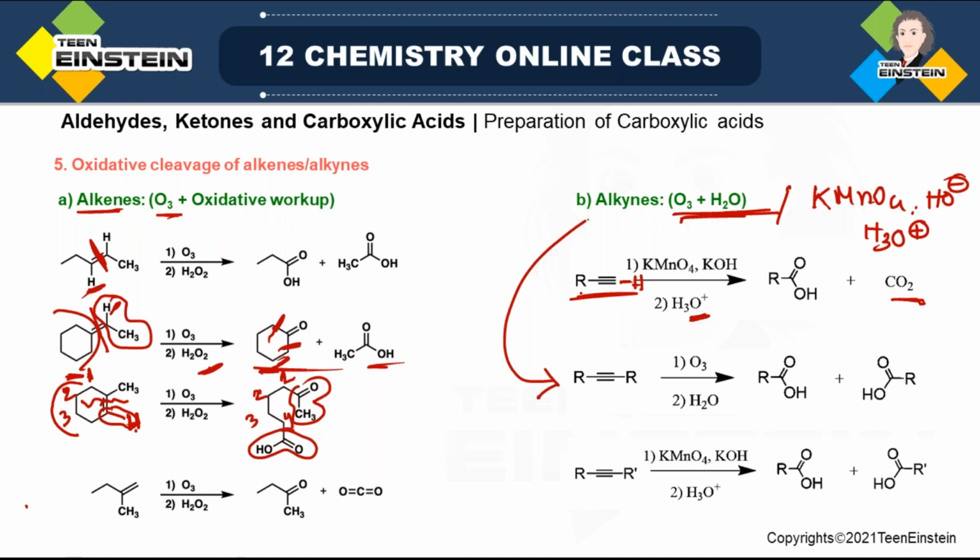So RCO2H, when you have an R group on one side and on the other side you have carbon-hydrogen, you will end up with CO2. Now we have taken an alkyne where both sides have the same group, so the same carboxylic acid you will get two times. But if these groups are different, R on one side and R prime on the other side, now you will get two different carboxylic acids. Okay, so these are the acids we will get from alkyne, as mentioned.